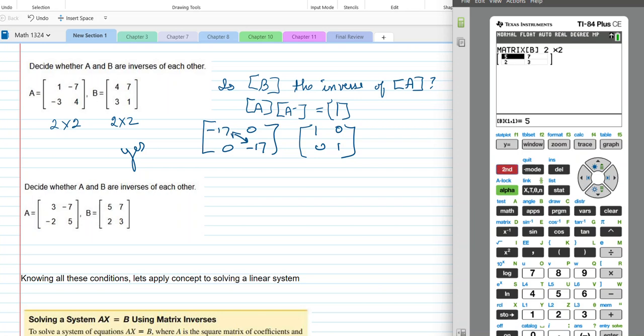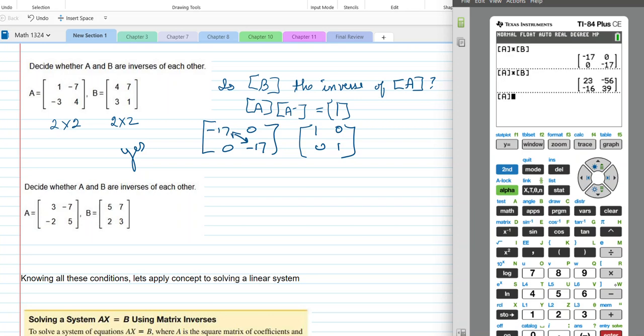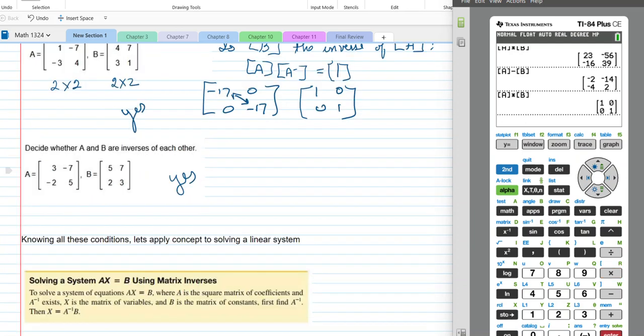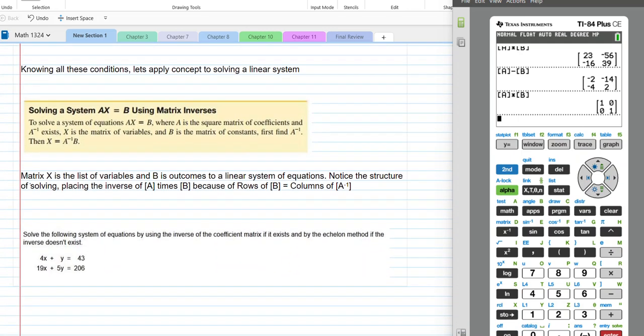Okay. Let me try it again. Second matrix A. We still don't, oh, I put a minus. Second entry, and I'm going to put the time. Got it. And this one is yes as well. All right, sorry for the confusion.